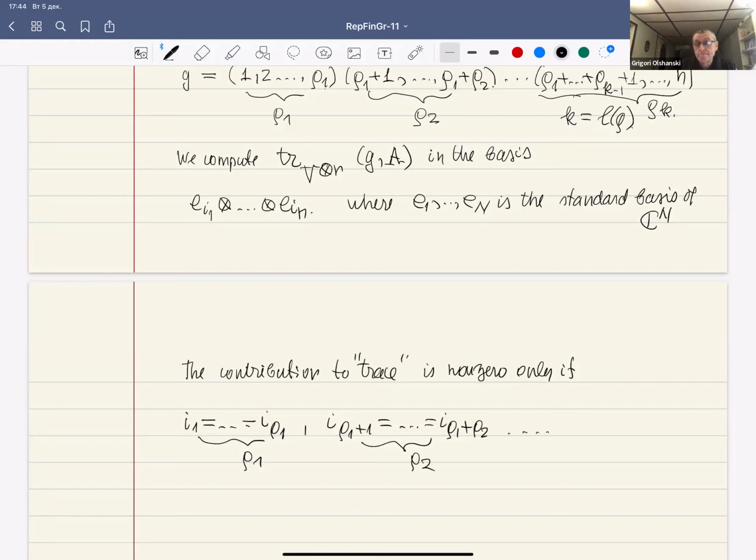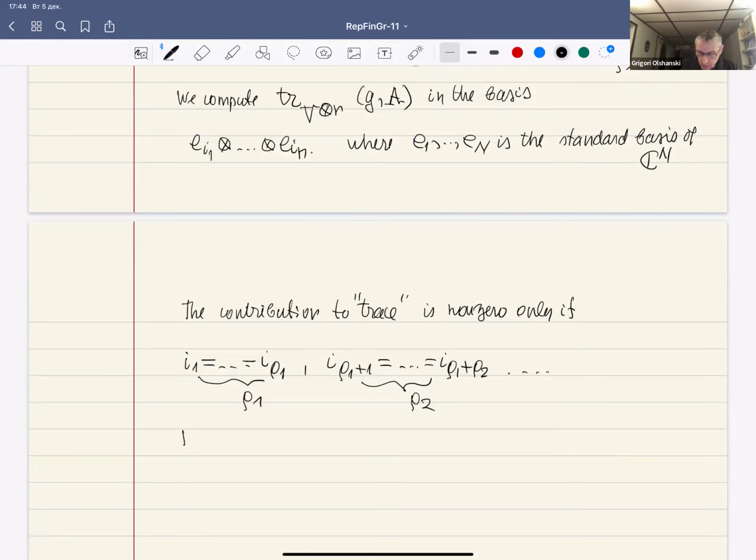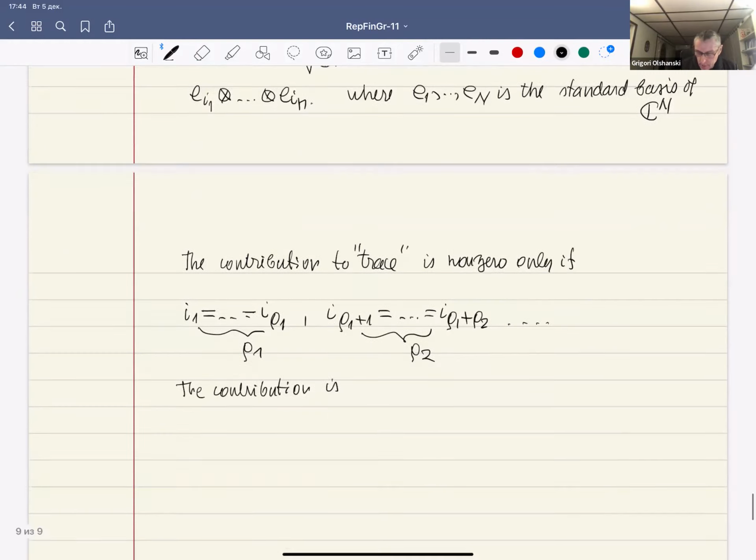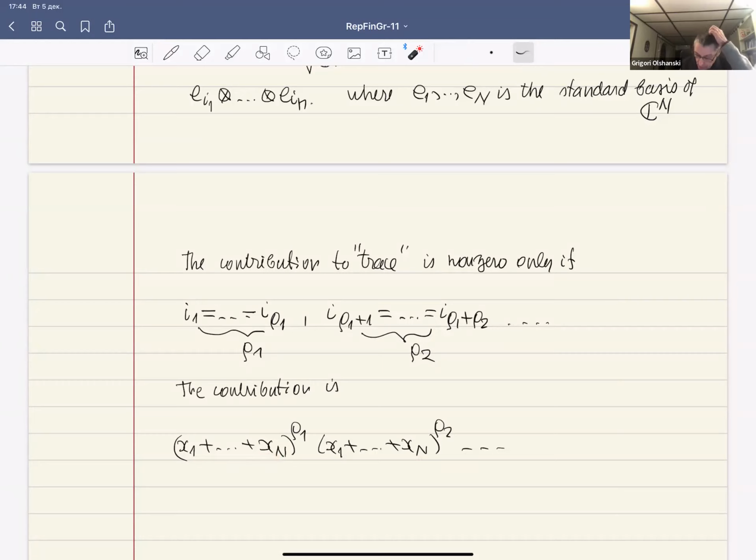Okay. And from this picture, the contribution is this one, and so on. So this is the trace. Just expand this quantity, and we just get the trace.